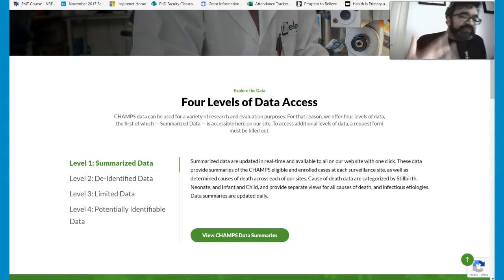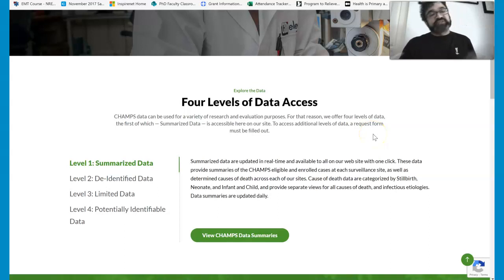So level 1 is summarized data, data that has already been processed. So you have frequencies, prevalences, incidence rates, things like that. These have already been determined, and so that is summarized data. That doesn't require any individual level processing or any statistical analysis packages usually. And these days, there are extremely useful dashboards that you can use to provide summarized data. Next level is de-identified data.